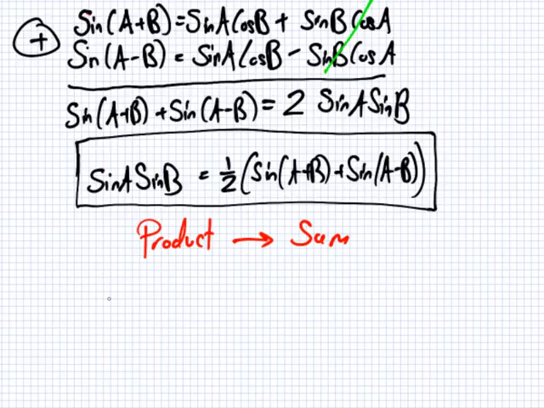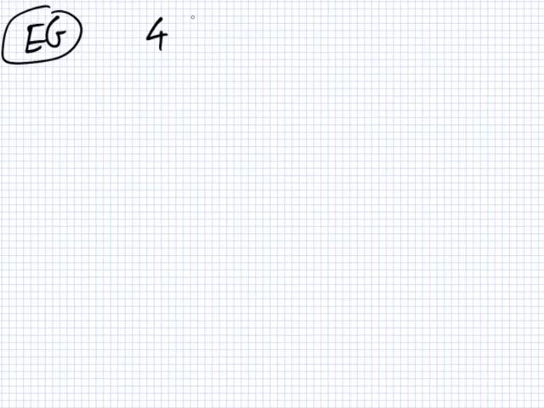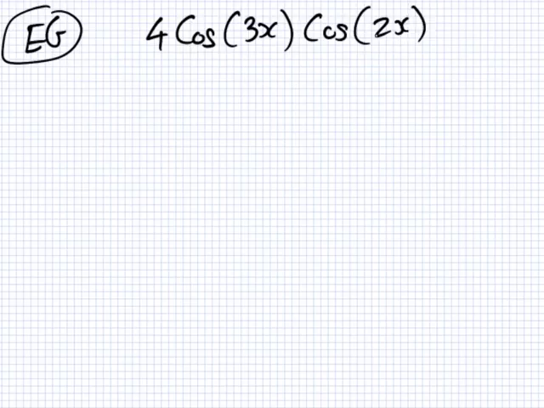Can I do some examples now? So, my first example I'll do for you is I have something like 4 cos 3x cos 2x, and I would like to change this into a sum.